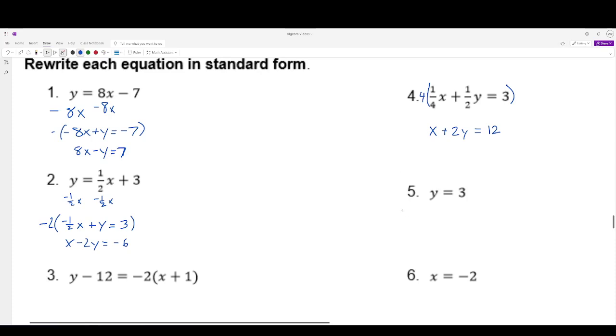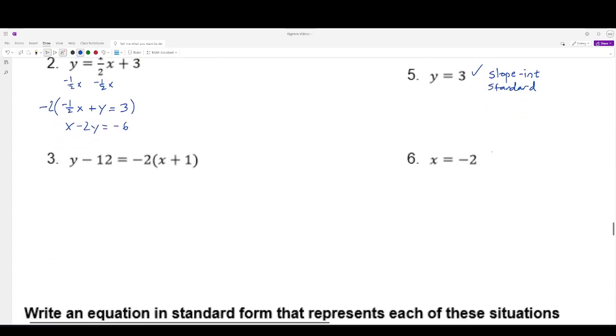For number 5, it says y equals 3. So there's no x's. It's just a horizontal line at 3, which means it doesn't matter. Like, I don't have to do what I did in 1 and 3 and move the x's from this side to this side because there are no x's. So this is actually already standard form. So this is the slope-intercept form, of course, but it's also the standard form for this one. So when we have a horizontal line, standard form and slope-intercept form are exactly the same.